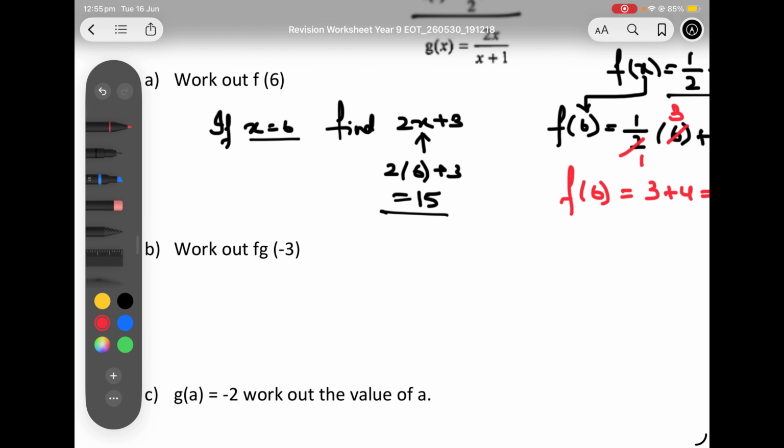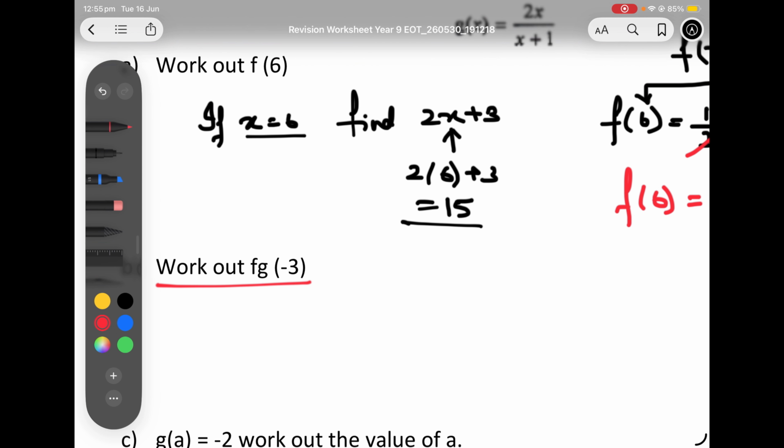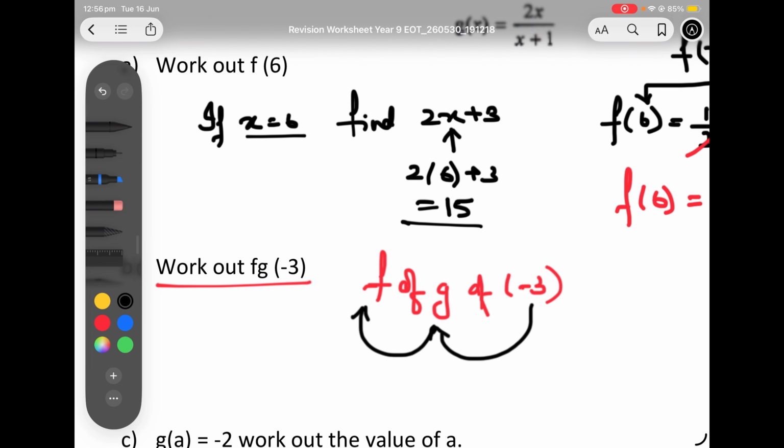Further ahead, it is given to work out fg of minus 3. What does this mean? How do you read it? It's actually read as f of g of minus 3. That is how you read it. But what does that mean? That means that minus 3 is going into g, and whatever the answer would be, that would go into f. So let's see, I said minus 3 goes into g first.